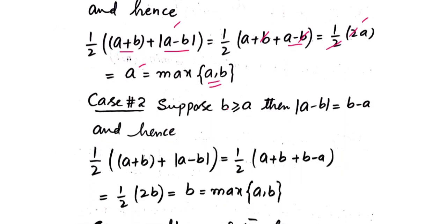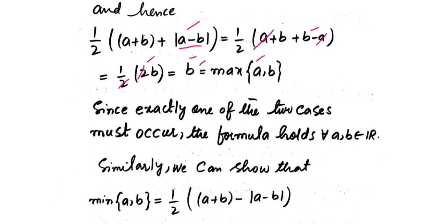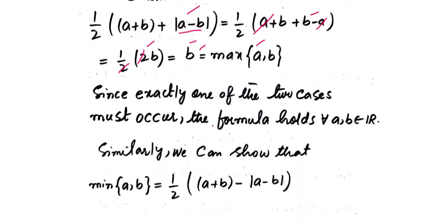In the case when b is greater than or equal to a, then the absolute value is equal to b - a, and hence the formula gives b - a. By cancelling a, we have 1/2 into 2b. By cancelling 2, we have b remaining. As b is greater than or equal to a, the maximum value of this set is equal to b. Since exactly one of the two cases must occur, the formula holds for all a, b belonging to R. Similarly, we can show that the minimum value of {a, b} is given by the formula. This is your assignment.